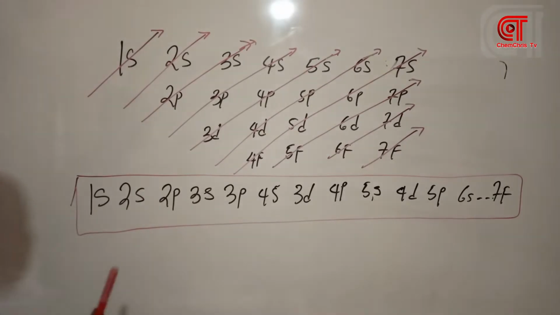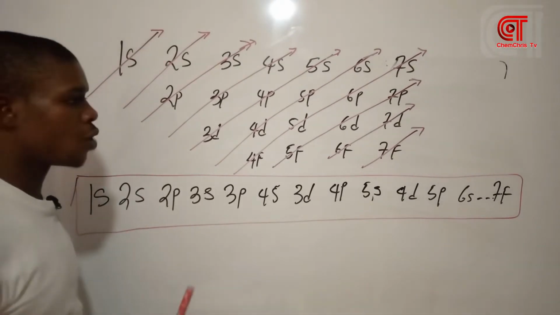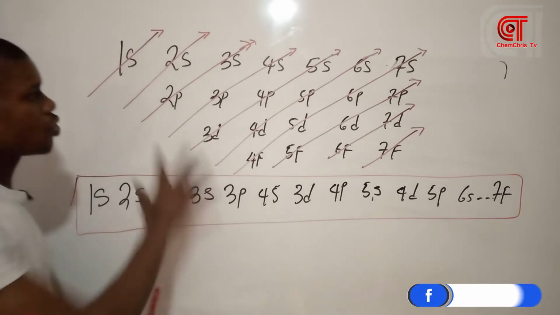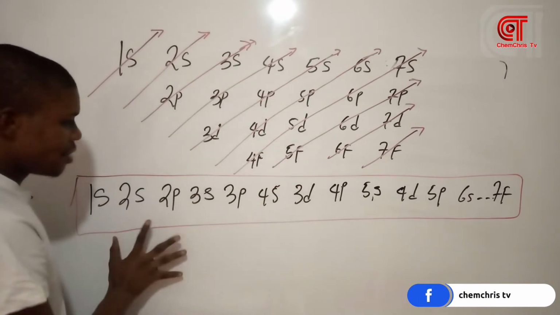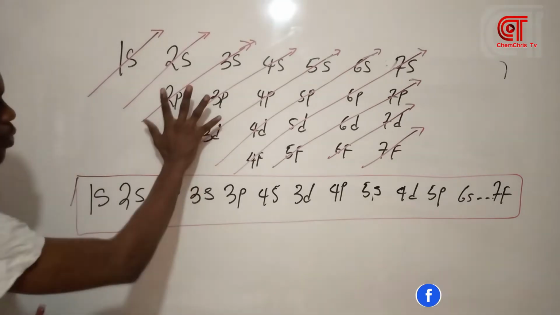You get that? So when you're writing electronic configuration, you don't need to cram it, or write this one down. You just follow this pattern, then write like this. Then you can write any electronic configuration. So I want to leave this one here. I want to write this out.